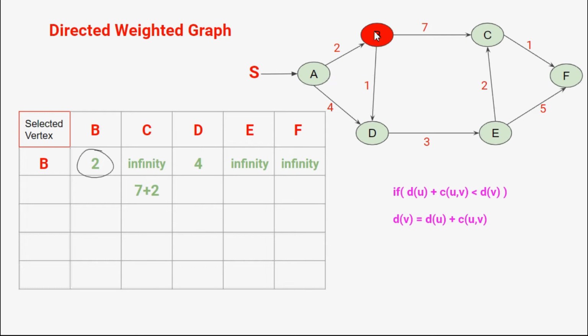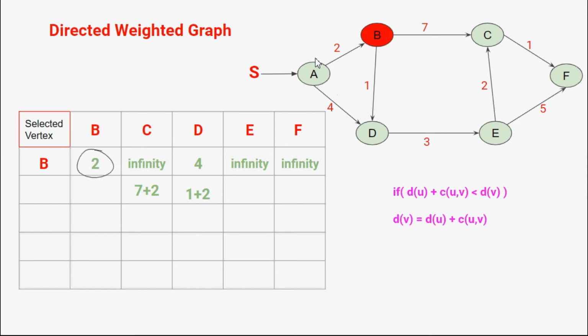Who is the other neighbor of B? That is D. What is the distance of B, which is 2, and the cost of B to D is 1. So 2 plus 1 will give me 3. What is the cost of D I already have? That is 4, but 3 is less than 4. So we are going to replace it.